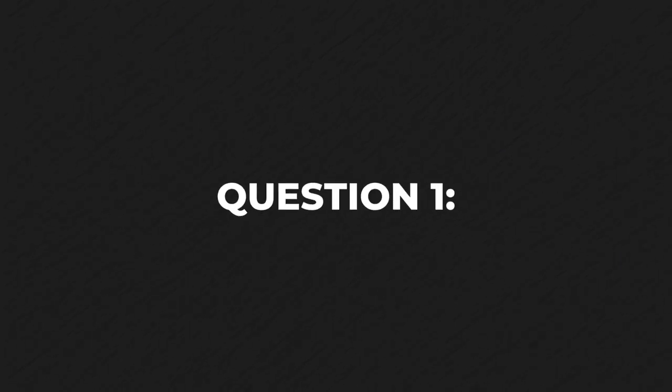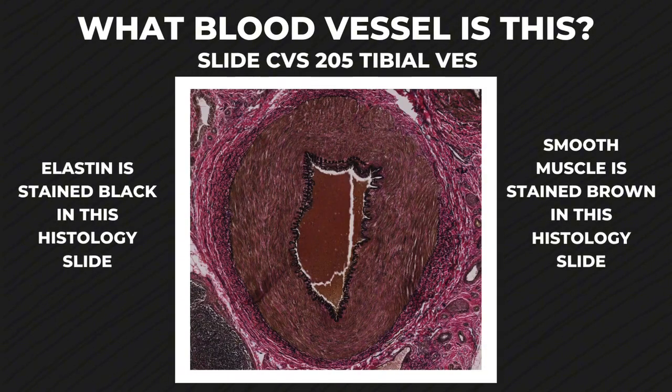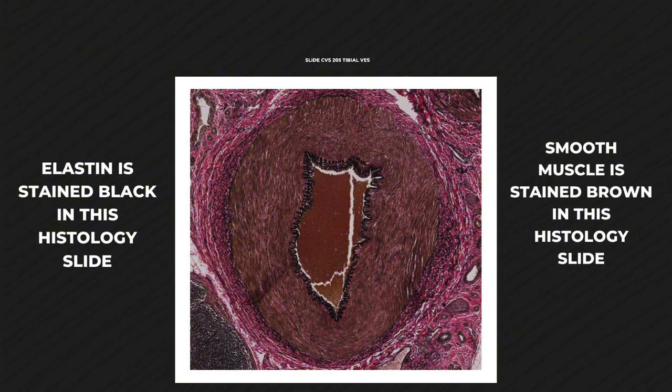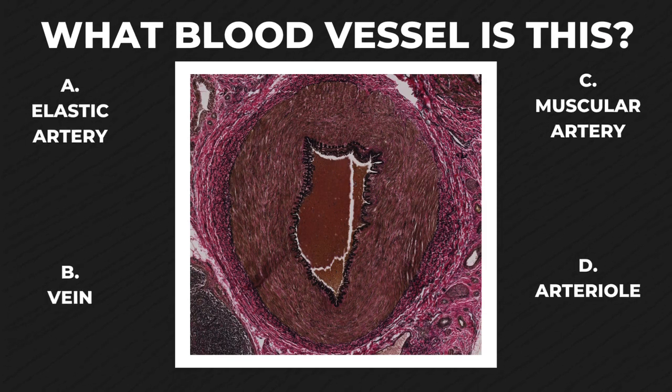Question 1. What blood vessel is this? Elastin is stained black in this histology slide, and smooth muscle is stained brown. Is it A, an elastic artery, B, vein, C, muscular artery, or D, arteriole?